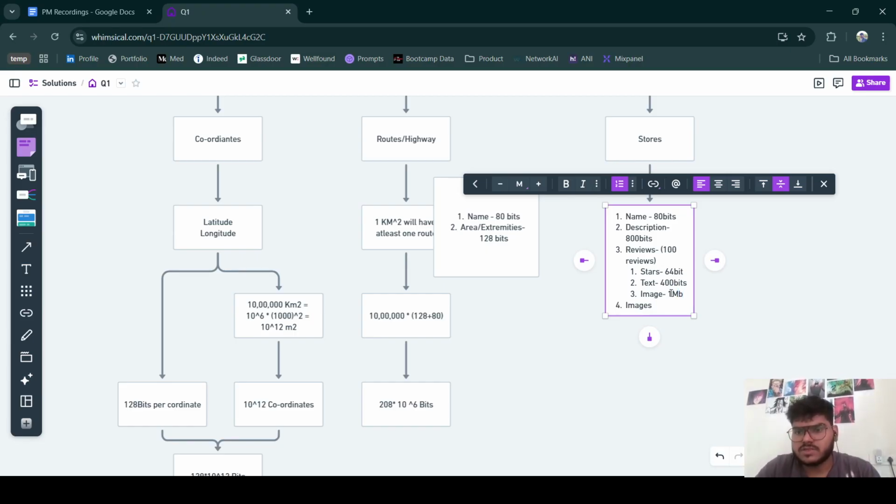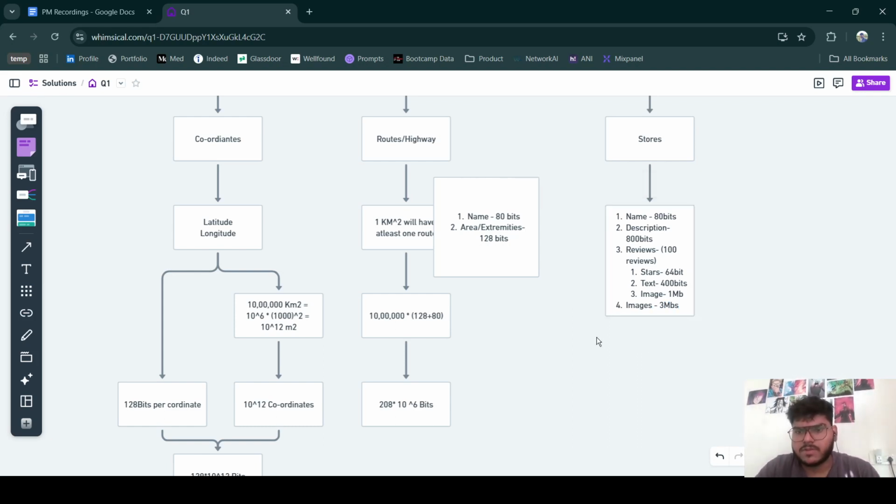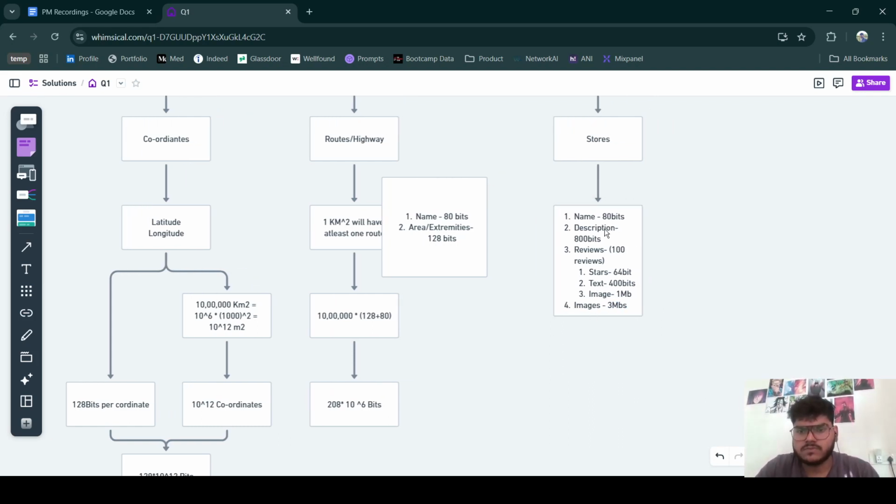So this is for one review. And images, if I'm assuming each restaurant will have at least 2 to 3 images uploaded by the store owner, so 2 to 3 MBs of storage occupied by the images uploaded by the store owner.